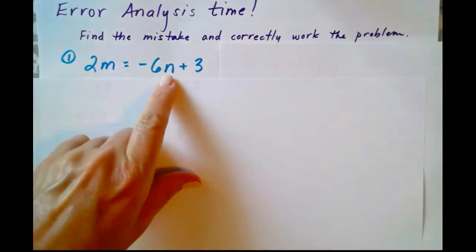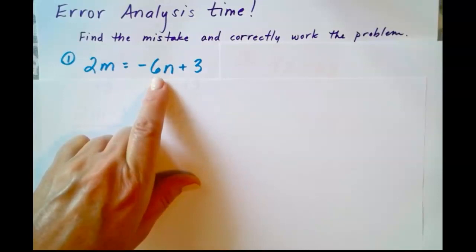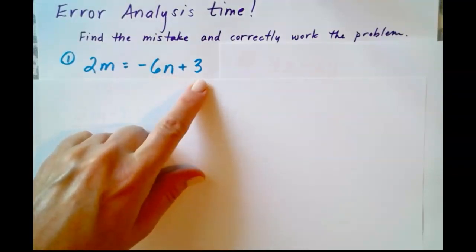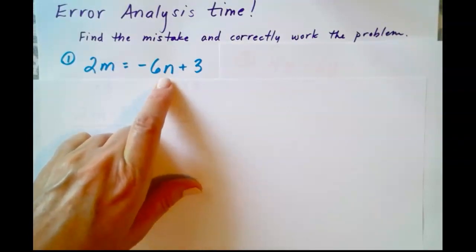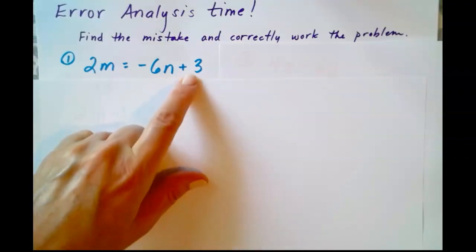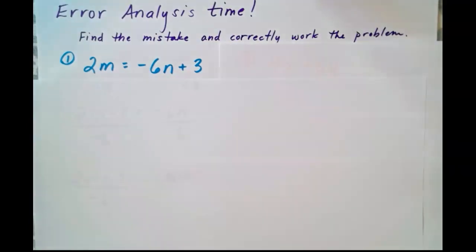So if I want to solve for n, look at what's been done to the n. The n has been multiplied by negative 6, and it has a positive 3 added to it. So if I want to solve for n, remember, anytime that we're solving, we're going in reverse order of operations. So we would want to undo the plus 3 first. If we're going to undo the plus 3, the inverse operation of plus 3 is minus 3.